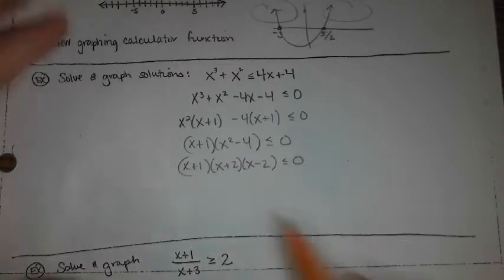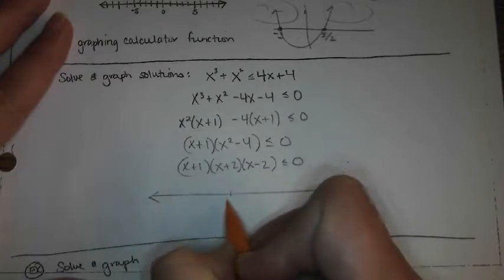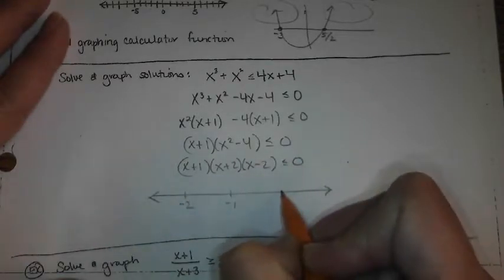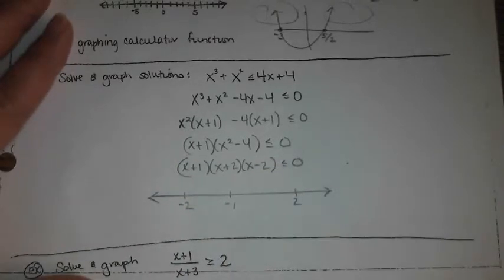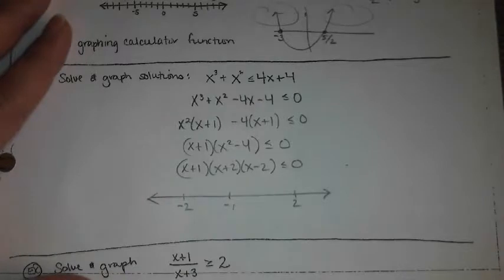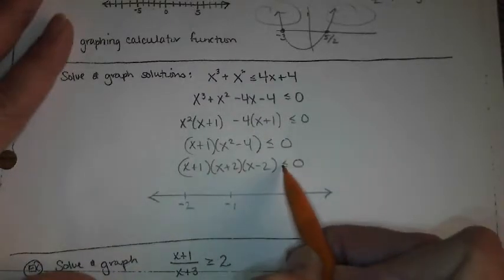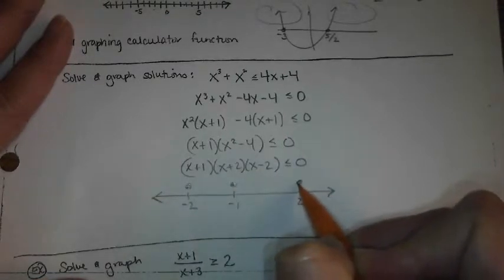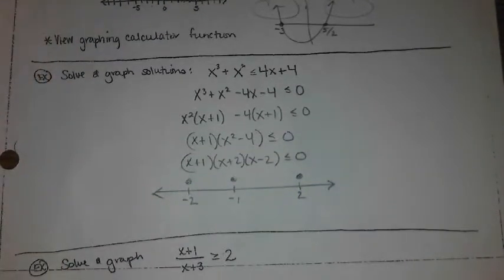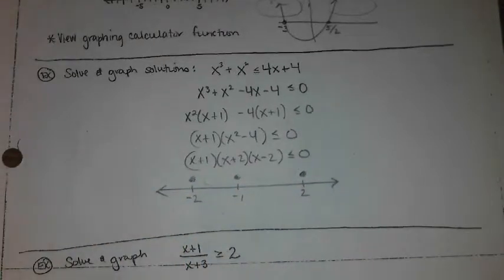So your roots, and what I would do on a number line would be plot negative 1, plot negative 2, plot positive 2. And when I put a point at each of those, is it an open circle or a closed circle? Closed, because we're using less than or equal to. So we could actually equal these numbers, and so they are solutions. And then when you have 3 roots, it produces 4 different intervals that we have to test.